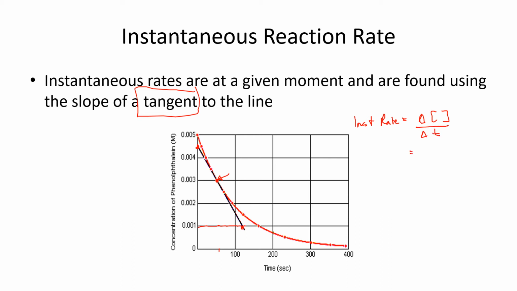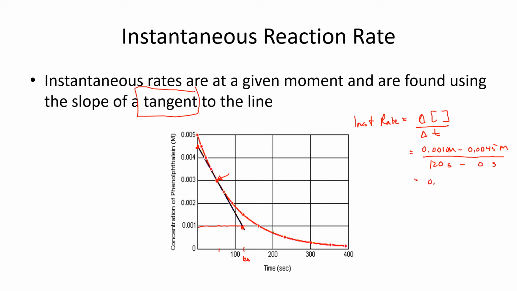So the final concentration here we have is 0.001 moles per liter, and the initial looks like 0.0045 moles per liter, and then we'll divide that by the difference in time. This looks to be about 120 seconds, and the initial I'll say is 0.